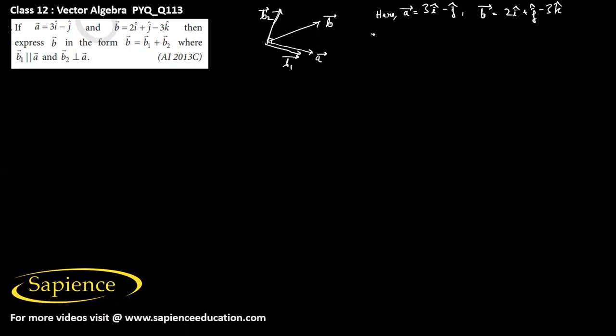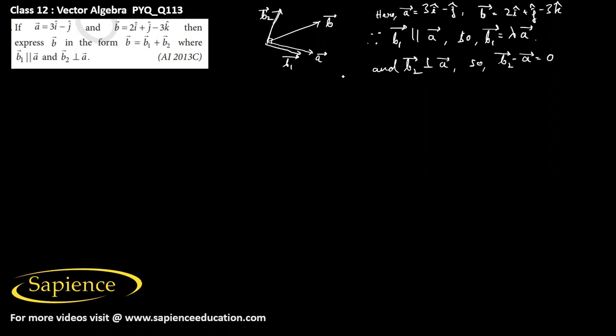So now since b1 vector is parallel to a vector, we can say that b1 vector should be equal to some lambda times a vector, and b2 vector is perpendicular to a vector, so we can say that b2 vector dot a vector should be equal to 0.